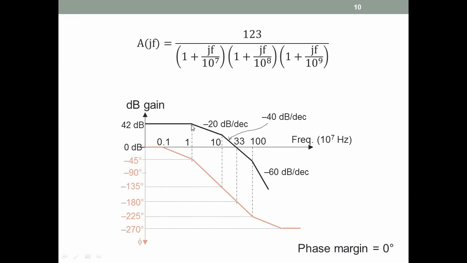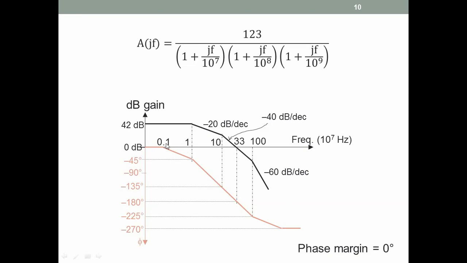Then it starts decreasing at 20 dB per decade. Then at 10 raised to 8, the second pole occurs, so the gain starts falling at 40 dB per decade. Then at 10 raised to 9, the third pole occurs, and the gain falls at minus 60 dB per decade. So this is the magnitude plot. Let's look at the phase plot.